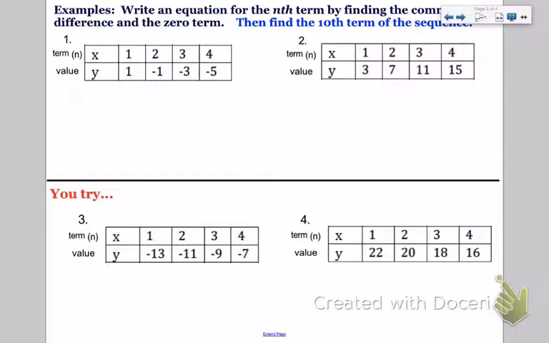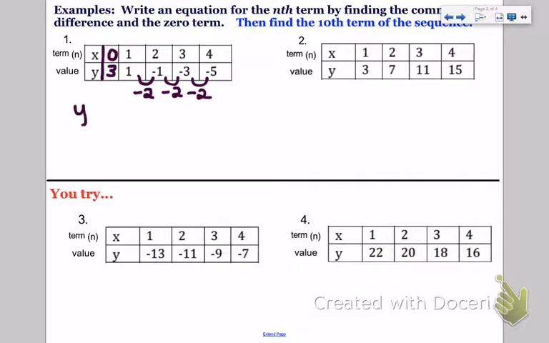So the first thing we need to do is find our common difference. From 1 to negative 1, I'm subtracting 2. From negative 1 to negative 3, I am also subtracting 2. And negative 3 to negative 5, I'm subtracting 2. I then need to find my 0 term. So it's going backwards. If I'm subtracting 2 left to right, I need to add 2 to go to the left. So 1 plus 2 is 3.